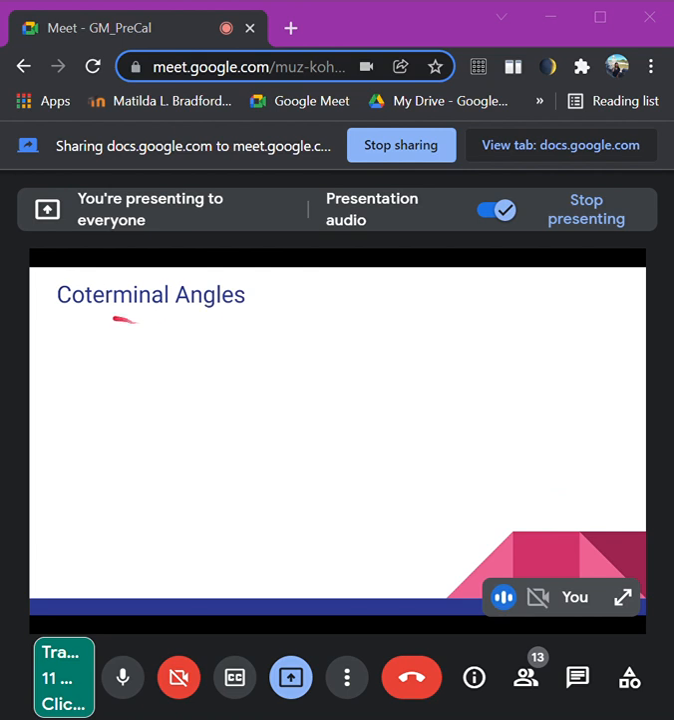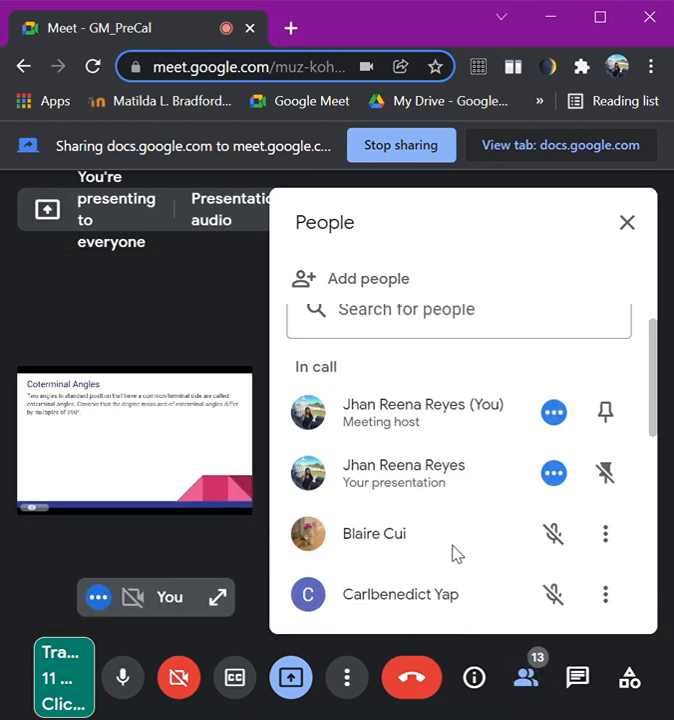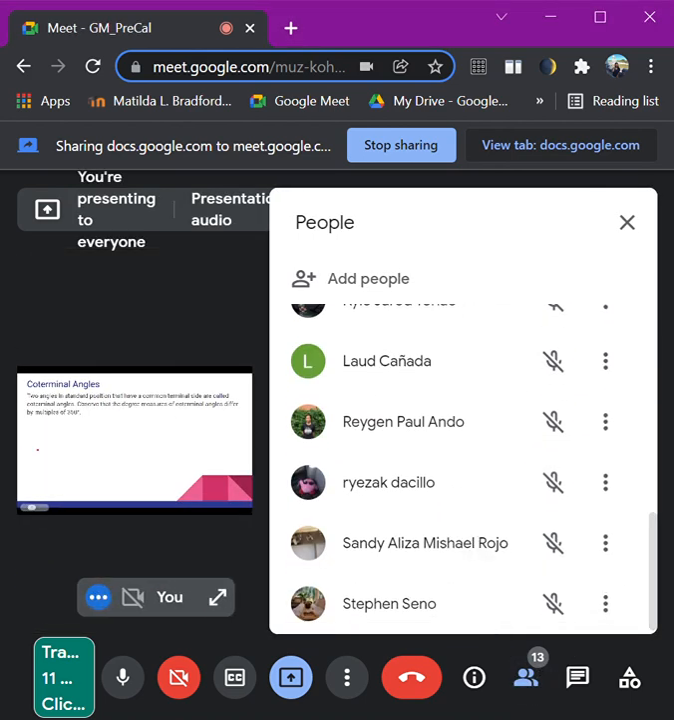Now, since we have here the word coterminal, there is something to do with the terminal angle or the terminal side. So please read the definition for coterminal. Coterminal angles. Two angles in standard position that have a common terminal side are called coterminal angles. Observe that the degree measures of coterminal angles differ by multiples of 360 degrees. Okay, thank you so much.